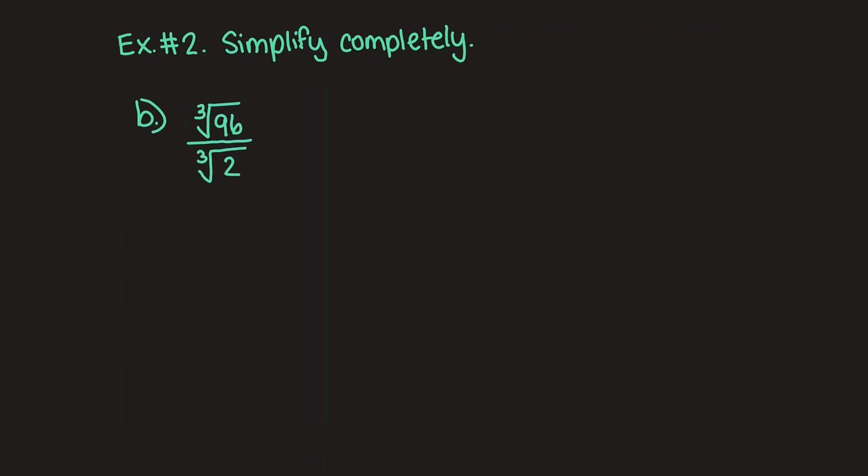For the next example, we can approach this in one of two ways. The first way would be to use the quotient rule to write this as one radical, and then simplify the fraction. This will give us the cube root of 48, and this radical can be simplified further because 48 contains a perfect cube of 8 as a factor.